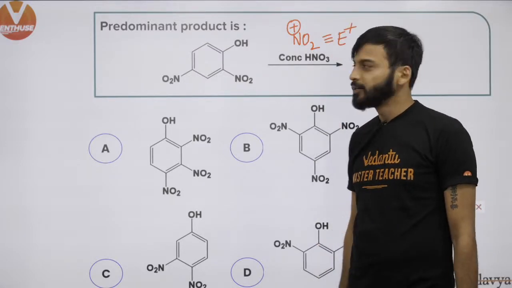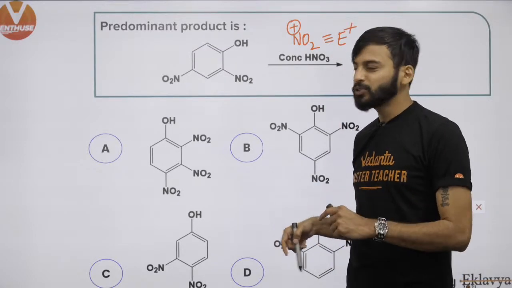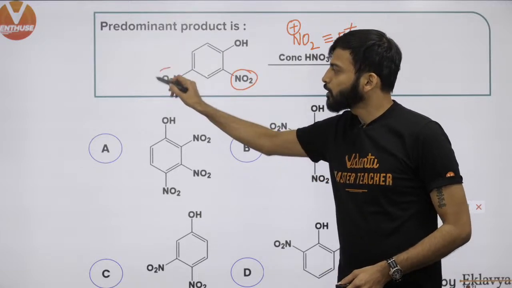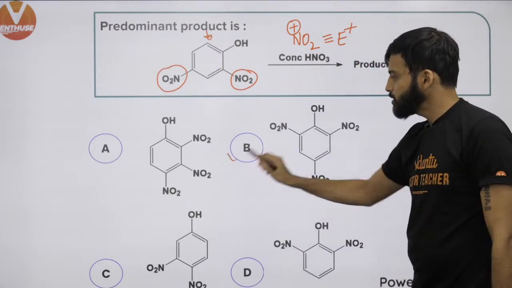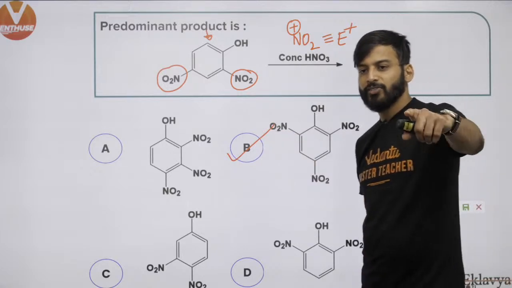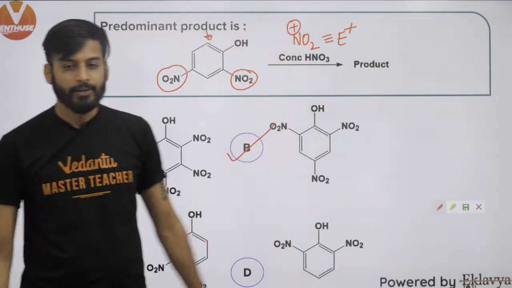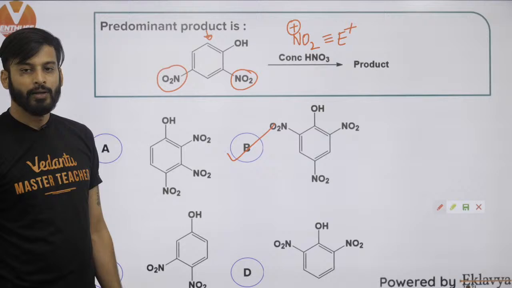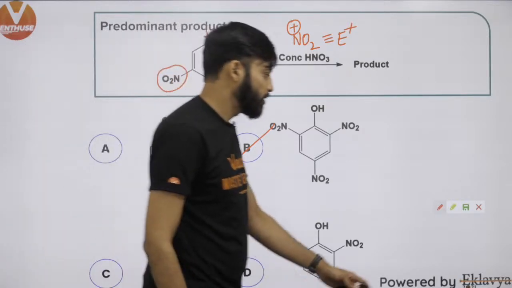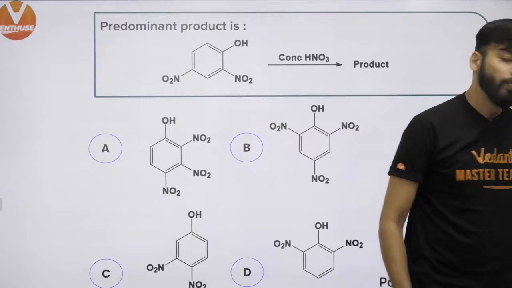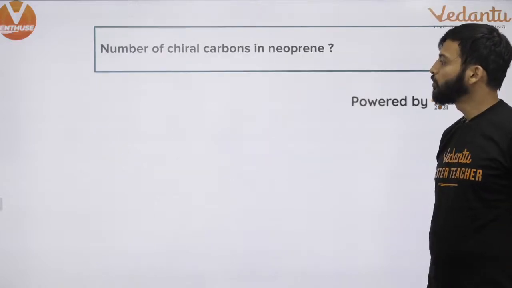Where should it attack? It should attack at ortho and para position. Since ortho is blocked, para is blocked, the only remaining option is this ortho. So the correct answer is option B. Give yourself a +4 if you got it right. Not in the paper, but this is it. I know that. This was verified. Moving on.